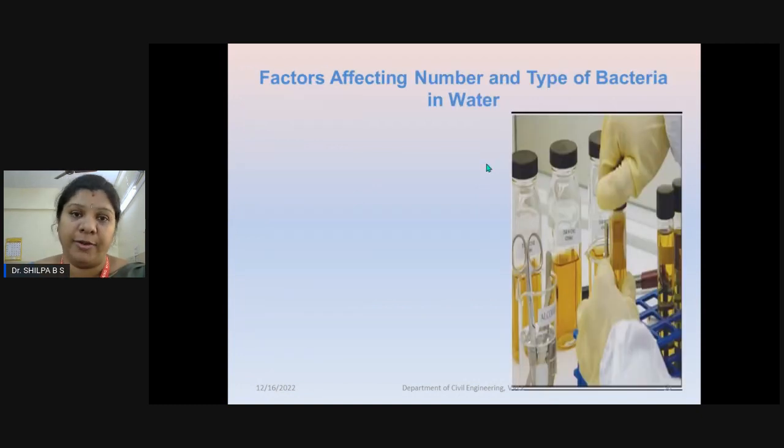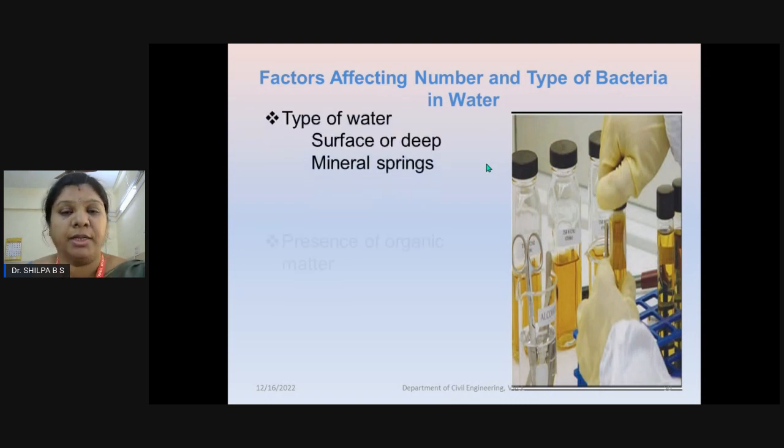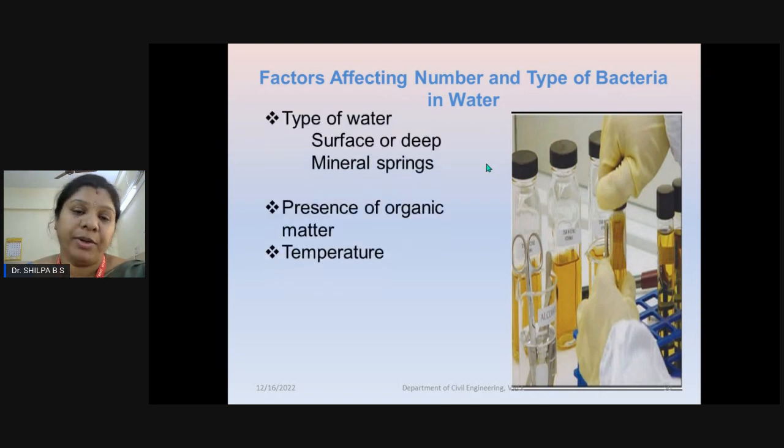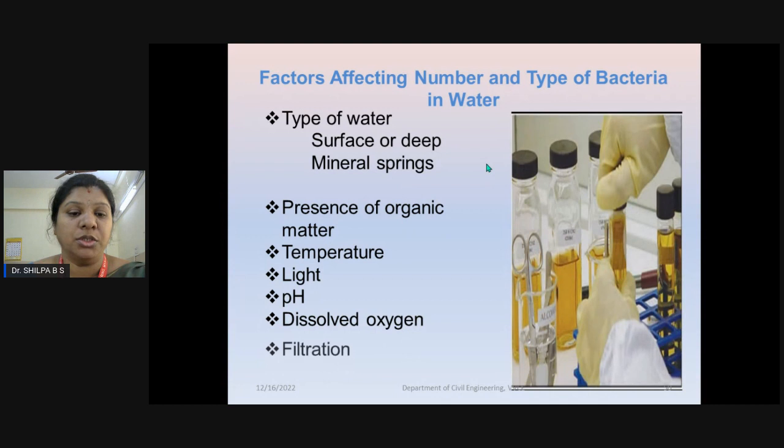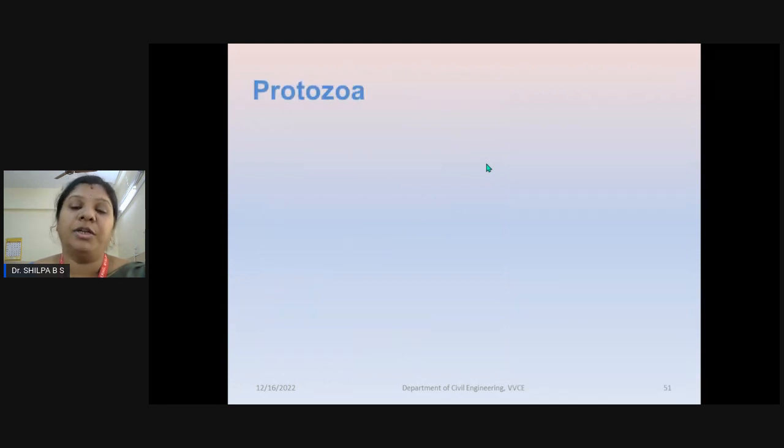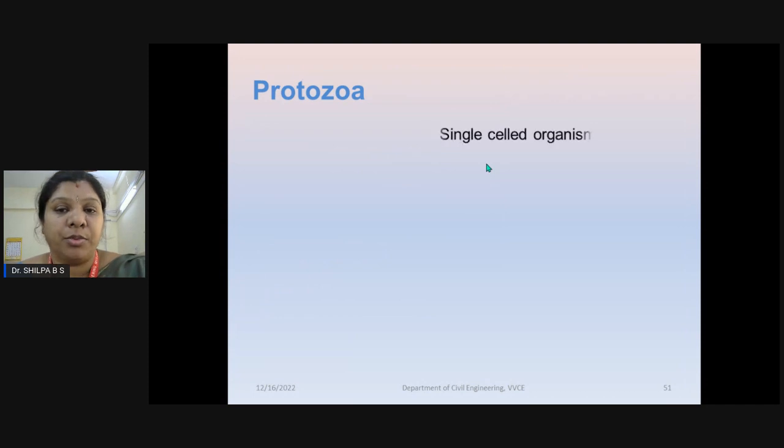The factors that affect the number and type of bacteria in the water mainly depend on the following: the type of water, whether it is surface water or from springs, then the presence of organic matter, temperature, light, pH, dissolved oxygen, and the type of filtration that we have used. The next organism is the protozoa.